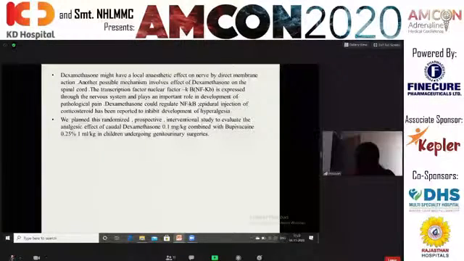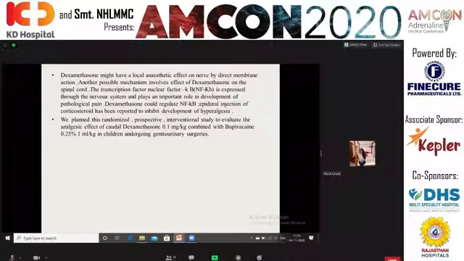Next slide. It has a local anesthetic effect by direct membrane action. It also has another effect which acts on the spinal cord. The transcription factor nuclear factor kappa B, NF-kB, is expressed in the nervous system and has a role in the pathological pain pathway. Dexamethasone regulates NF-kB. Epidural injection of corticosteroids has been reported to inhibit the development of hyperalgesia. Next slide.